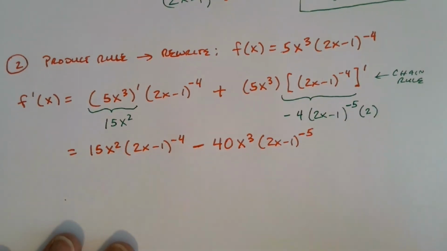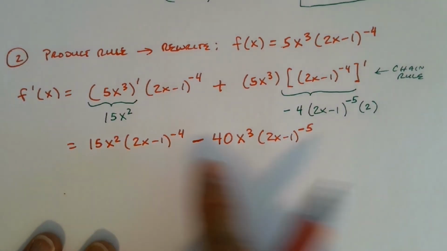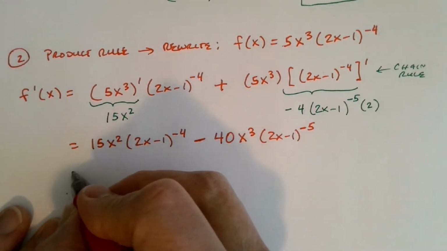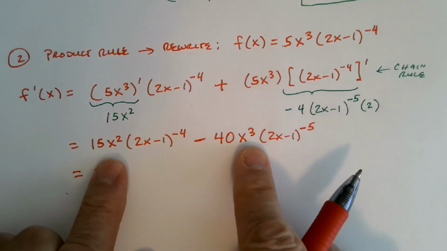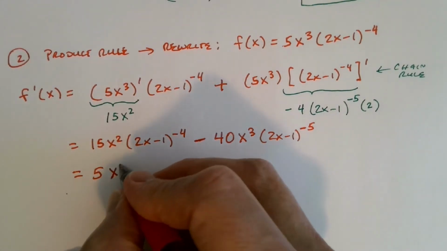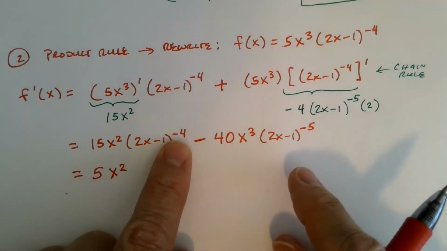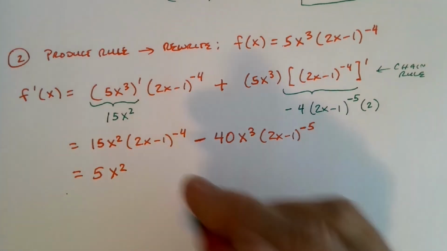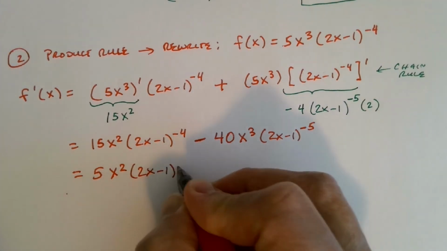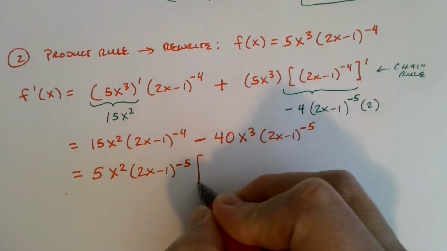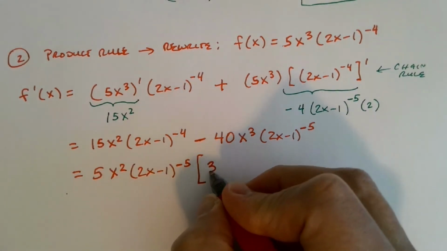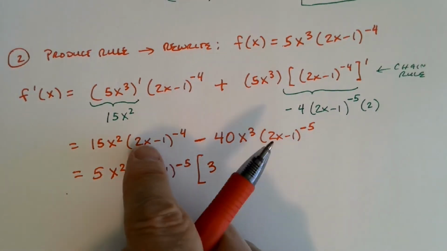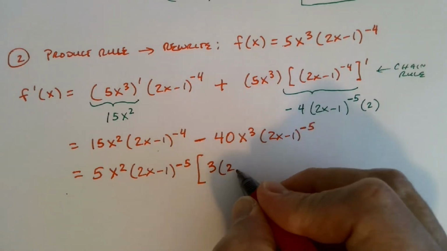Okay, and now what? Simplify, factor. Do you see that I have two terms I'm subtracting here, right? Subtraction now. So 15 and 40, what's the greatest common factor of that? 5. x squared and x cubed, smaller exponent, x squared. And 2x minus 1 to the negative 4 versus 2x minus 1 to the negative 5. Which one do I pull out? Again, the smaller exponent is negative 5. 2x minus 1 to the negative 5 power. What's that leave? Pulling 5 out of 15 leaves 3. Factor the x squared out. And now how do I do this? 2x minus 1 to the negative 5. How do I factor that out of 2x minus 1 to the negative 4?